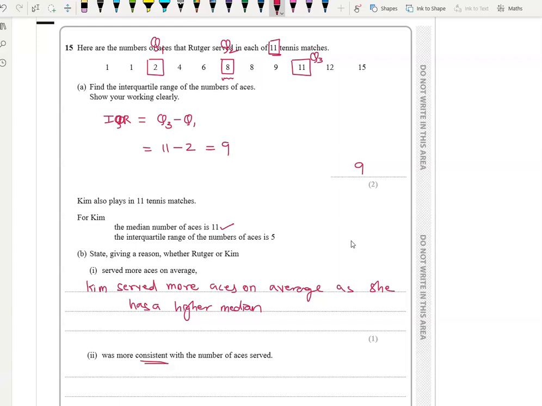Okay, so the consistency, we can say the interquartile range for Rutger is 9, whereas for Kim it is 5. So Kim is more consistent, as she has a smaller interquartile range.